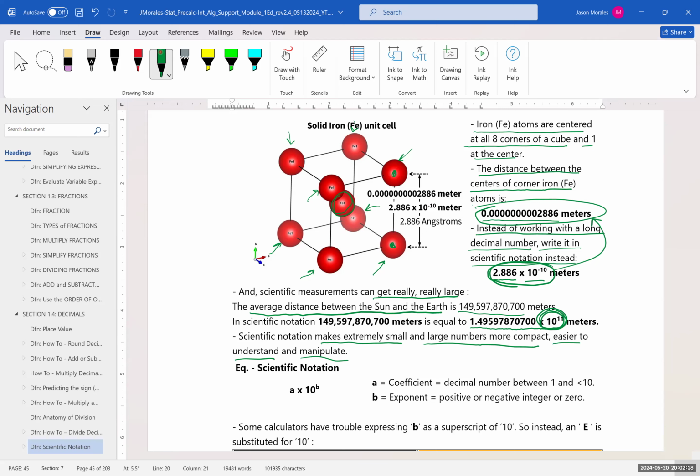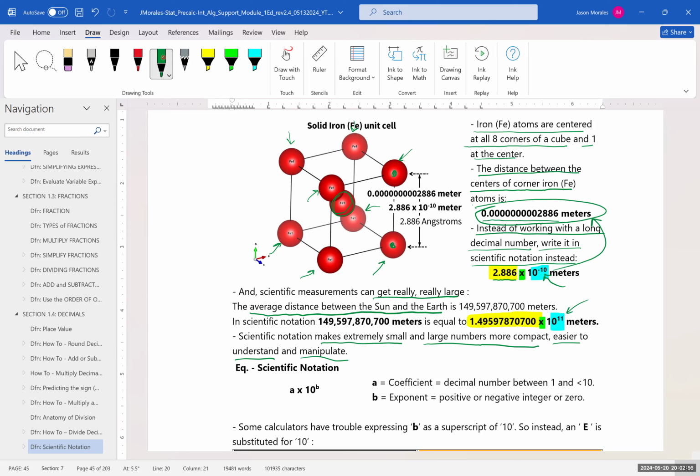You'll notice that between these two examples that I just gave you, some commonalities are that we have a number out in front that's between 1 and 10, multiplied times some power of 10 after it. In this first one, the power of 10 was a negative number, and here the power of 10 was a positive number. So this is the format for scientific notation.